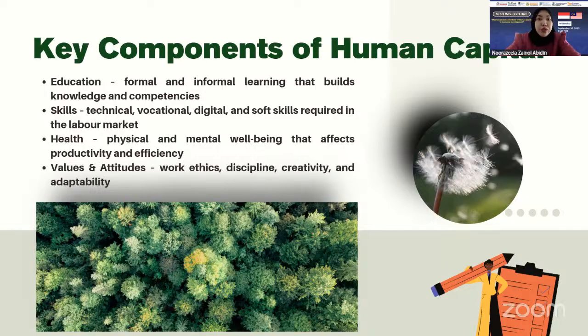And the third component of human capital is health. Health is a critical but sometimes overlooked dimension of human capital. It covers physical health and mental health. Physical health ensures workers can perform tasks effectively without frequent absenteeism, and mental health supports focus, creativity, and decision making. A healthy workforce reduces healthcare costs and improves productivity and efficiency. For example, countries with strong public health systems like Japan sustain longer working lives and higher labor force participation.